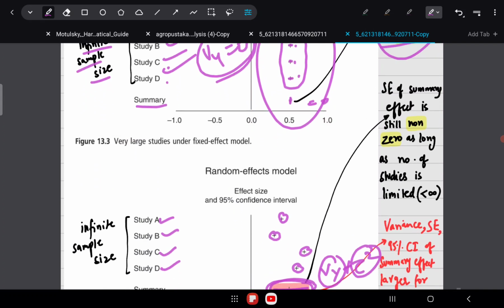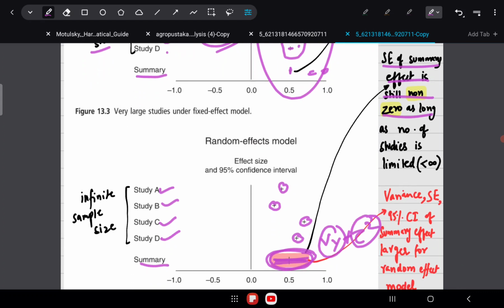But in random effect modeling, the standard error of the summary effect is still non-zero because it depends on not only within study variance but also between study variance, and between study variance will only be 0 when the number of studies approaches infinity. Within study variance will be 0 when the sample size of the study approaches infinity, but between study variance will only be 0 when the number of studies itself approaches infinity.